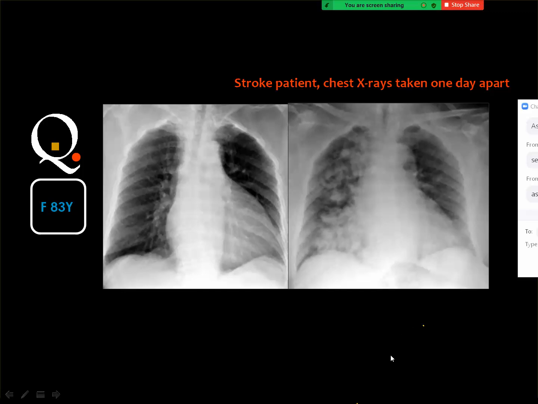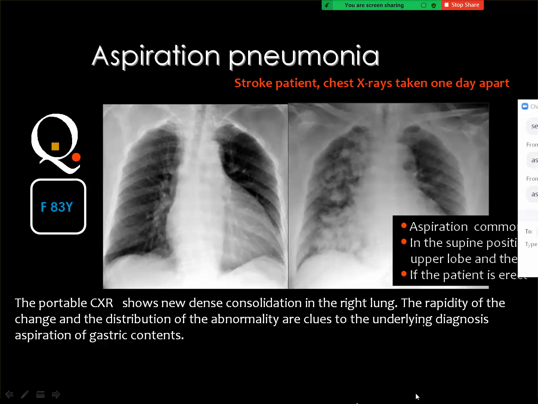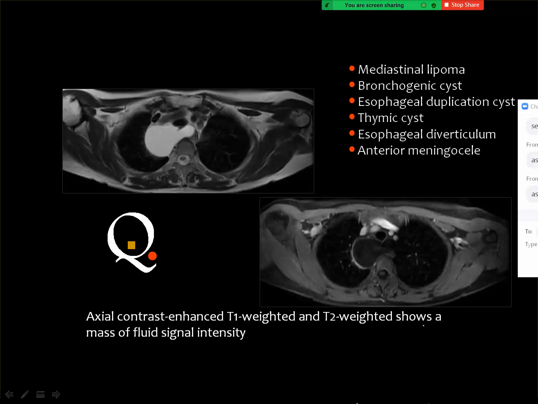Aspiration, yes, this is right. Aspiration pneumonia. If the patient is unconscious, then the liability for aspiration is very high. And if you see this rapid change in the chest, then you consider aspiration, and the aspiration is the right answer. Aspiration commonly occurs in the right lung, and in the supine position, it involves the posterior segments. If the patient is erect, it will favor the right middle and lower lobes.